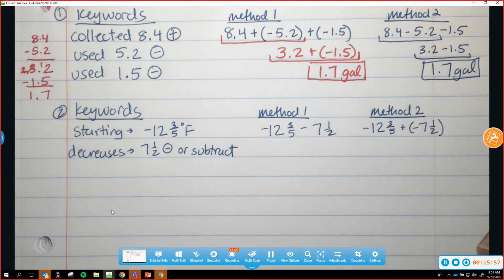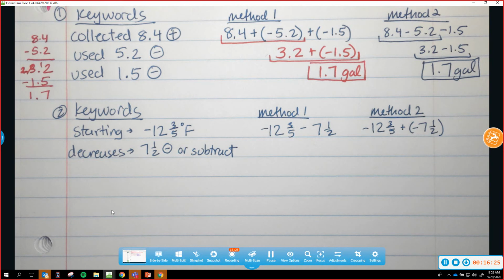Now, if I ask you for just the expression, just the problem, you could give me either one of those and I'll give you full credit, because it's both the same thing. I'm decreasing by 7.5 either way. Subtracting 7.5 is decreasing. Adding negative 7.5 is decreasing. It doesn't matter which way you do it. It's whichever works for you. If you like one way more than another, go for it. It's totally up to you how you want to work it out.